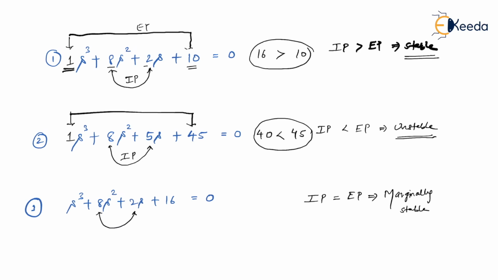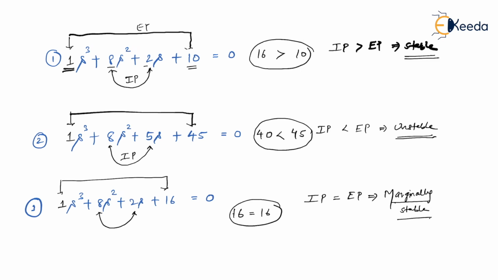If I do 8 into 2, it will be 16. So my internal product is 16. Whereas the external product, if you look at this, 1 into 16 is also 16. The moment you get internal product equal to external product, try to understand it is always a marginally stable system.